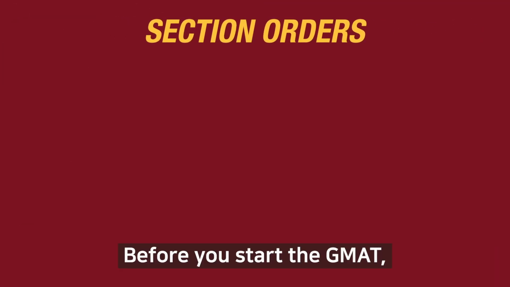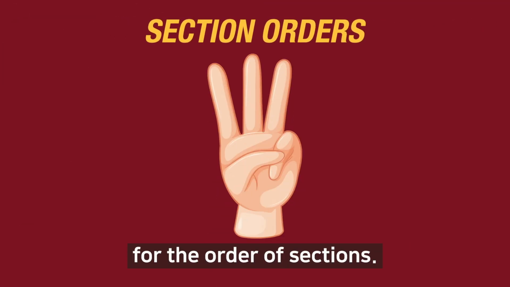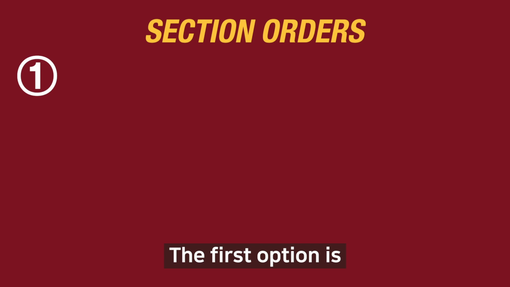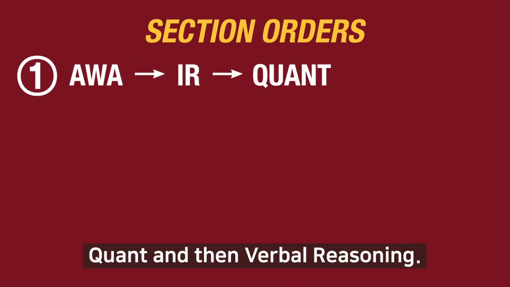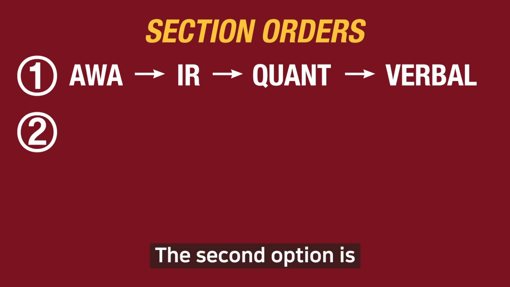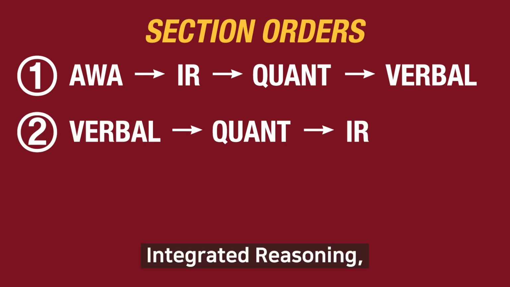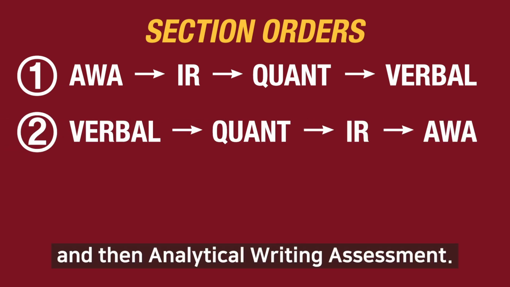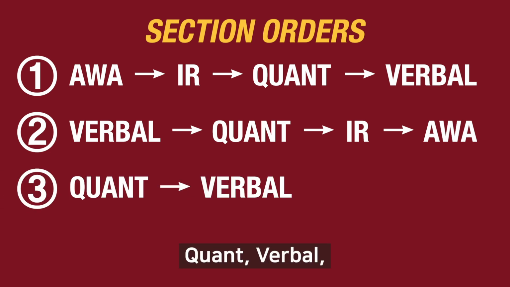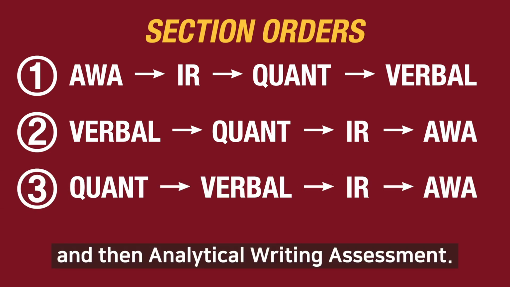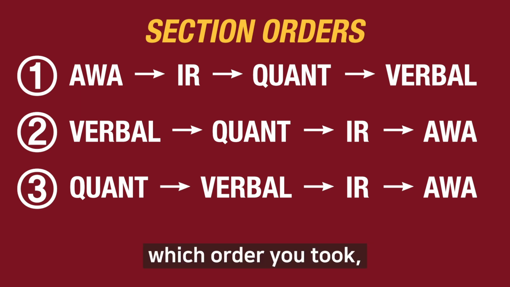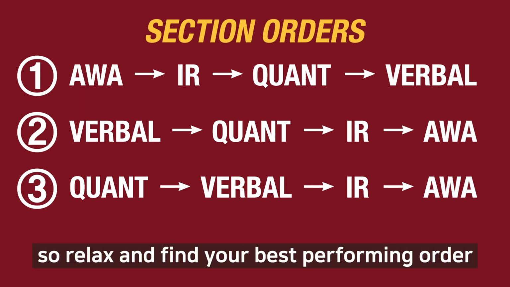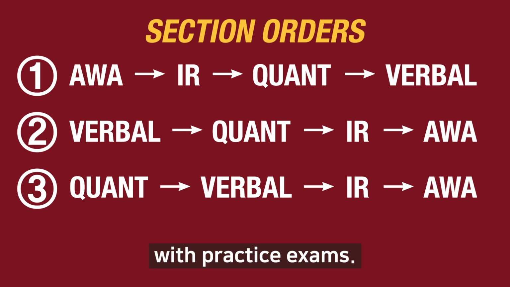Before you start the GMAT, you'll be given 3 choices for the order of sections. The first option is analytical writing assessment, integrated reasoning, quant, and then verbal reasoning. The second option is verbal, quant, integrated reasoning, and then analytical writing assessment. The third option is quant, verbal, integrated reasoning, and then analytical writing assessment. The MBA schools will not know which order you took, so relax and find your best performing order with practice exams.